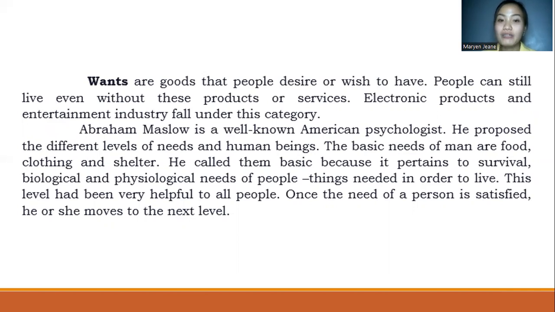Abraham Maslow is a well-known American psychologist. He proposed the different levels of needs in human beings. The basic needs of man are food, clothing, and shelter. He called them basic because they pertain to survival, biological, and physiological needs of people, things needed in order to live. This level had been very helpful to all people. Once the need of a person is satisfied, he or she moves to the next level.